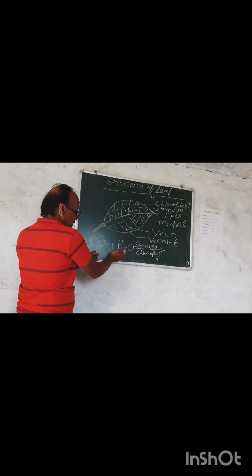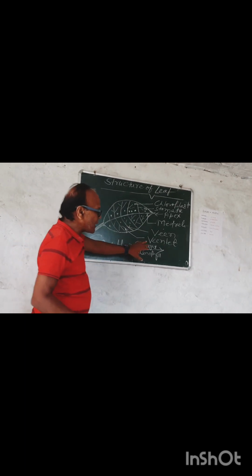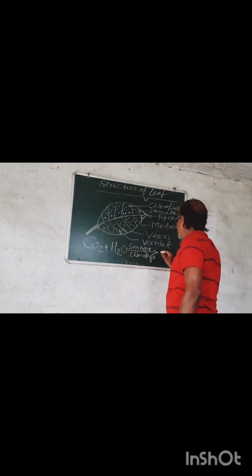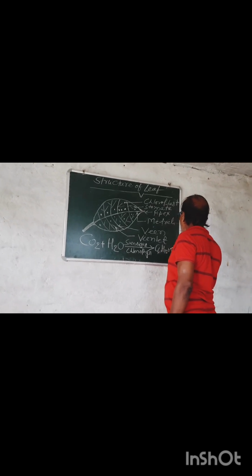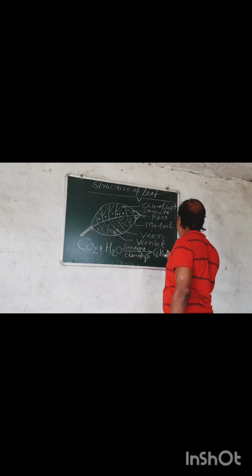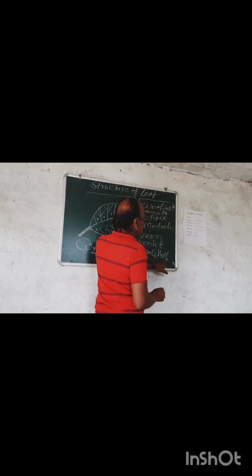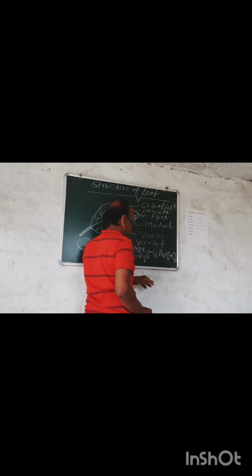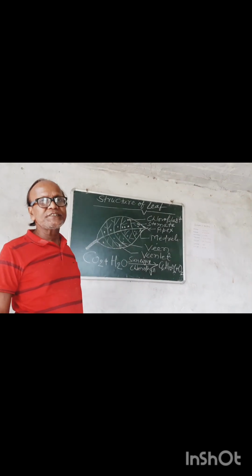So these are the reactants. Now, what are the products? First of all, glucose, C6H12O6, and O2, that is oxygen. So this is the equation of photosynthesis.